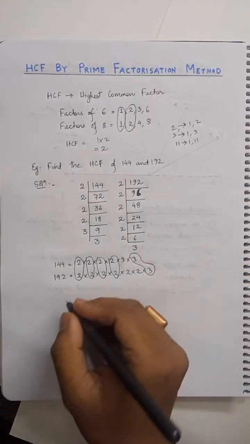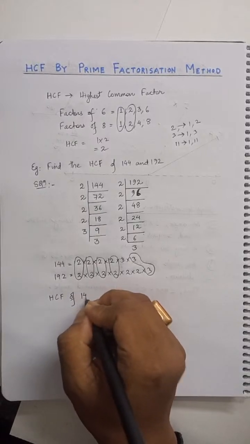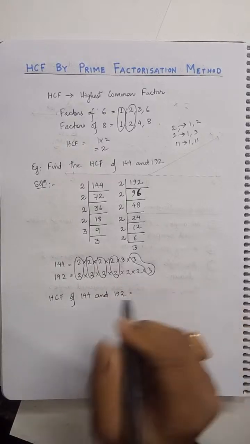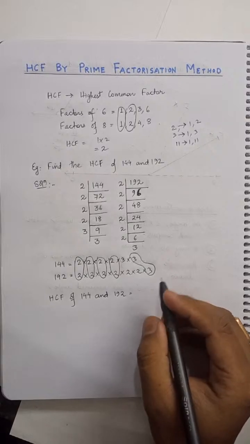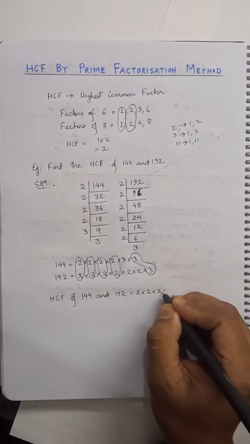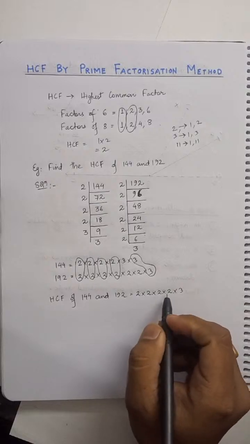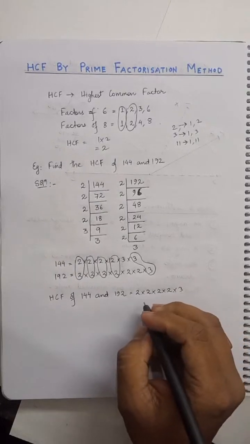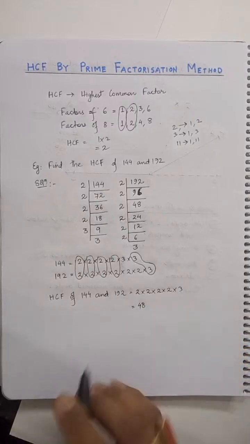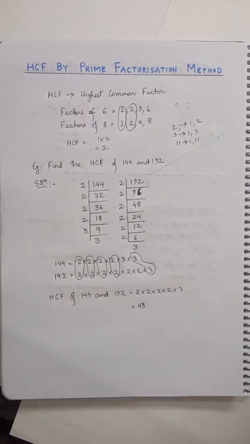Okay, so then what will be the HCF, or the highest common factor, of 144 and 192? So we'll write all these factors. We'll write 2 into 2 into 2 into 2 into 3. So 2 into 2 into 2 into 2 is 16, multiplied by 3. What is 16 multiplied by 3? 16 multiplied by 3 is 48. So the highest common factor of 144 and 192 is 48.